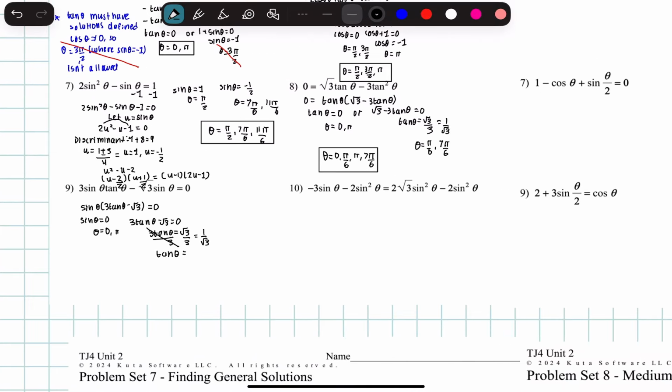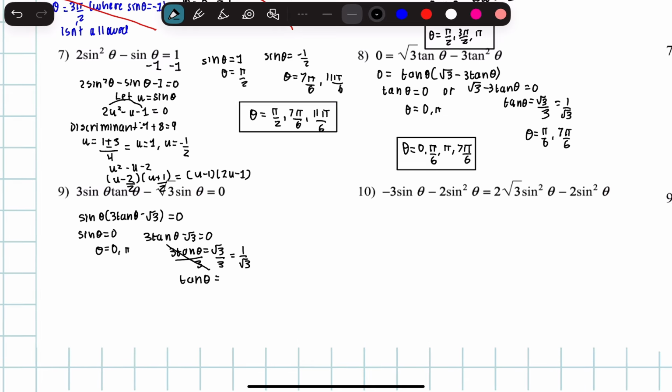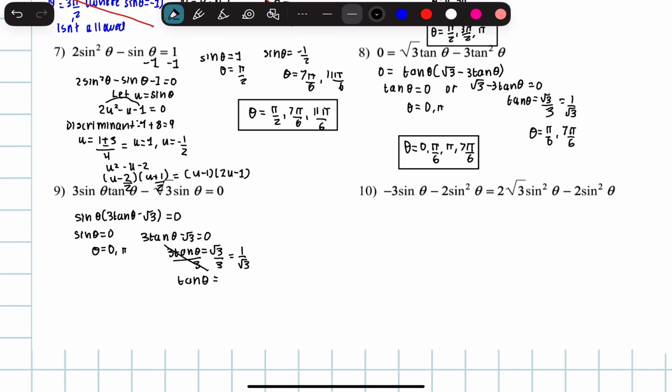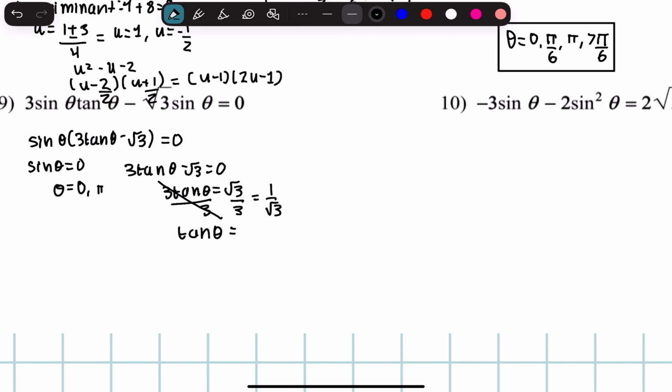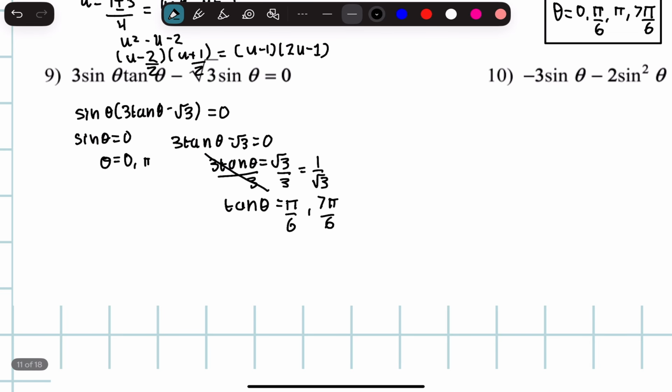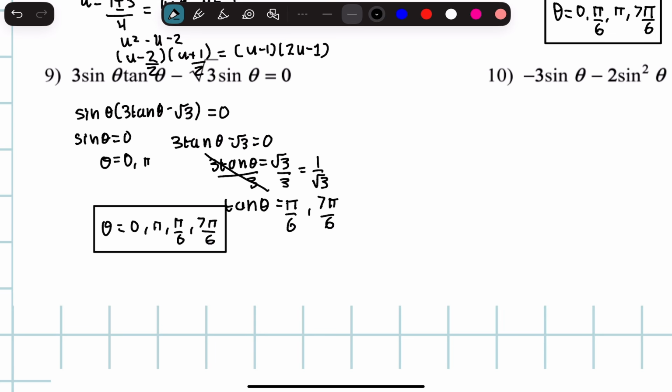Okay, that is the exact same question. It was very similar. 1 over root 3 occurs at pi over 6 and 7 pi over 6. So it seems like it's the exact same equation as the one before this. Pi over 6, 7 pi over 6. Okay, that's not in order, but it's okay.